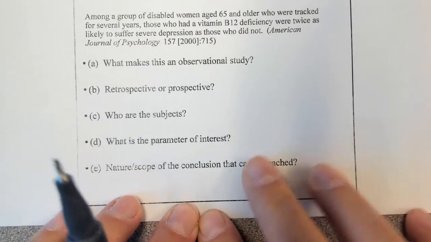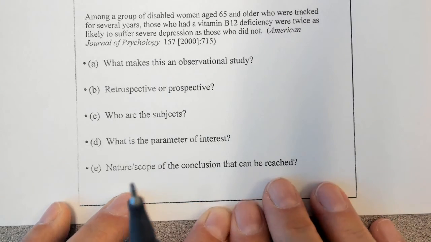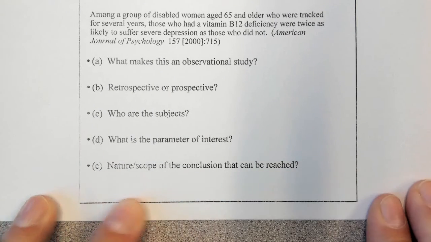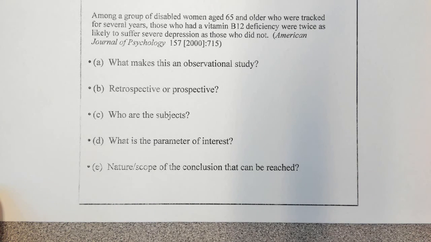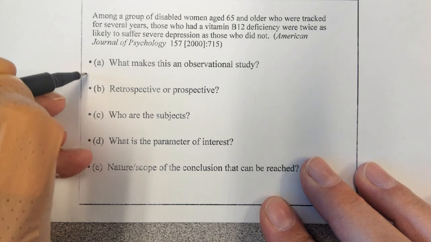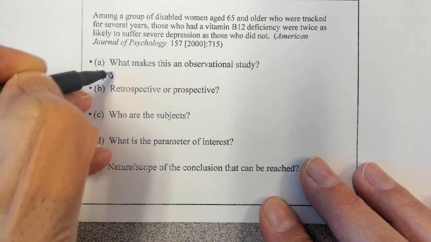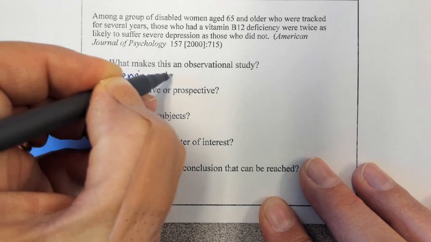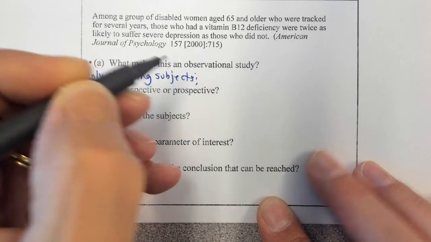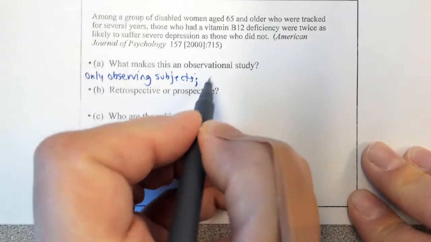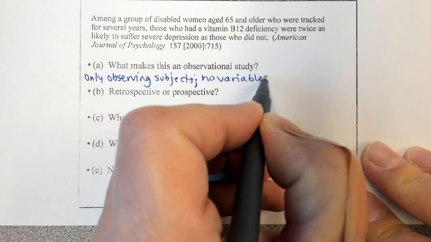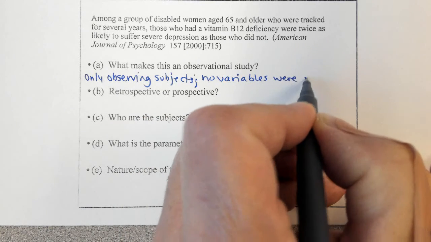Okay, so what makes this an observational study is one of the things you have to be able to discuss. And it really is as simple as they're just observing the women. They're not actively manipulating any variable. So let's jot that down. So only observing subjects; no variables were manipulated.